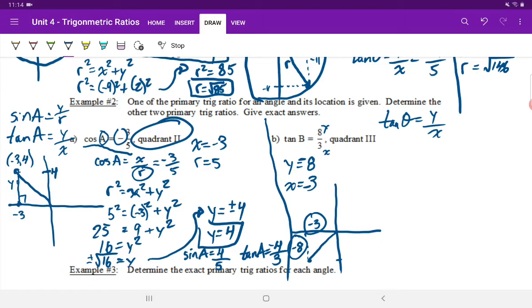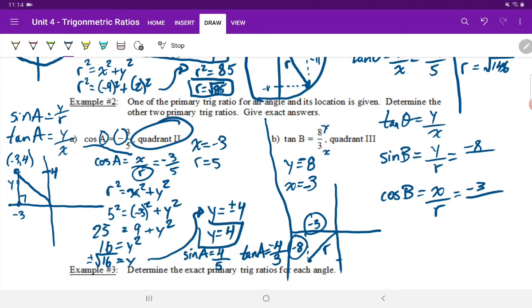So we have to find the other two ratios. If we're setting up sine of b, it's equal to y over r. Cos of b is equal to x over r. Well, I know y, but I don't know r. And I know x, but I don't know r. But I can find r. Make sure you sub them in and simply solve for r.